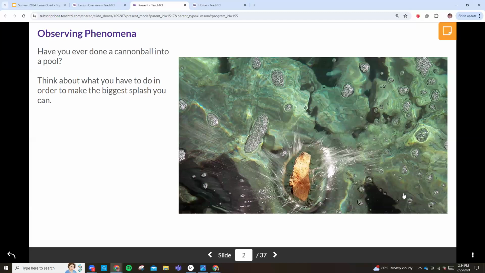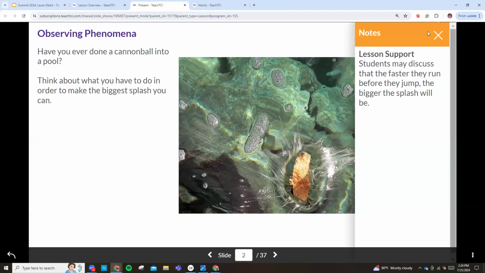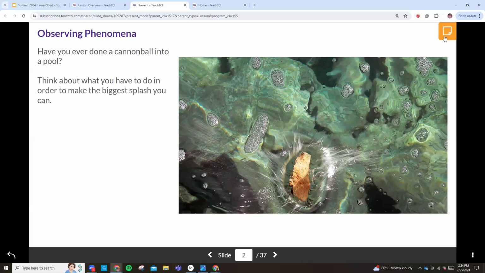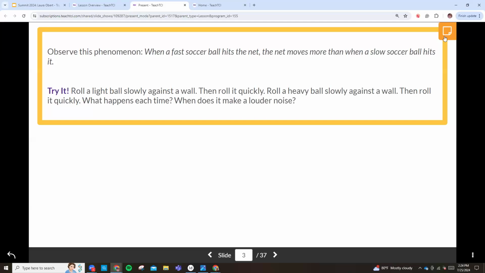We're trying to connect into that prior knowledge with students, make the phenomena relatable to them, and give them real world experience. Anytime you see these little orange boxes in the upper right hand corner, just so you know, there's teacher notes there. If it's helpful for you to take a look at that while you're teaching or planning, I just want you to know that that lives there.